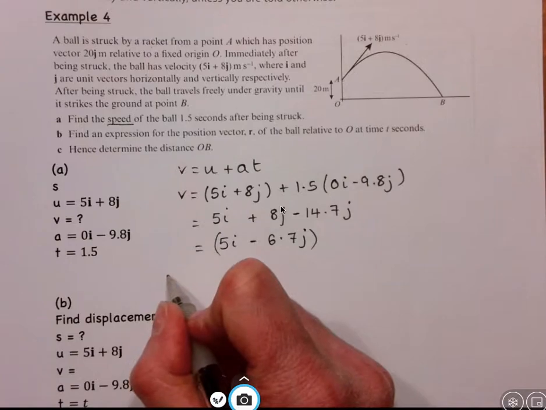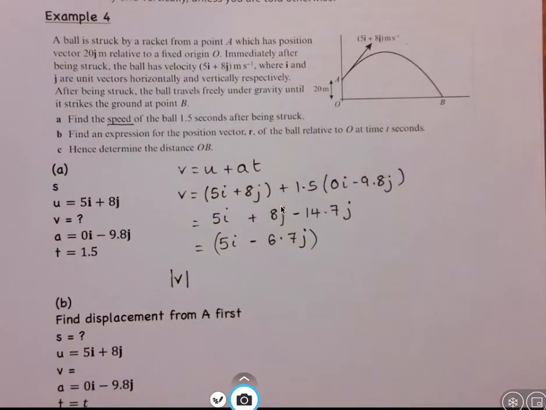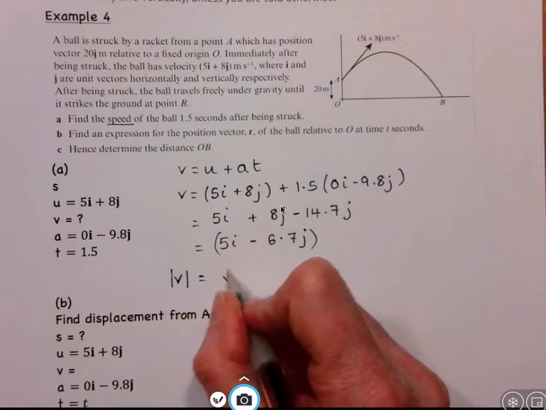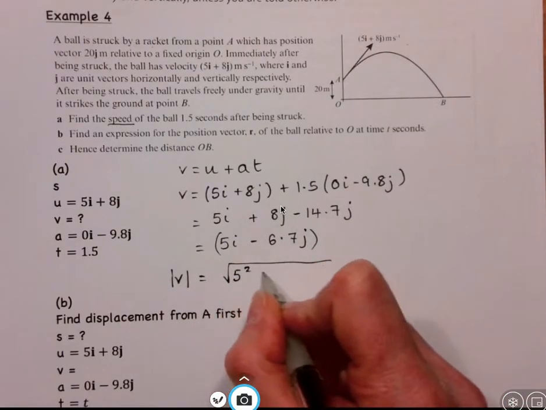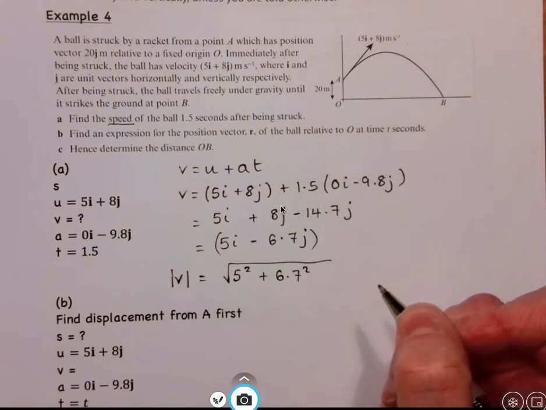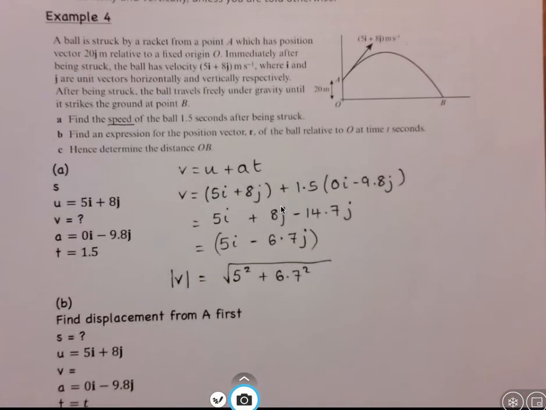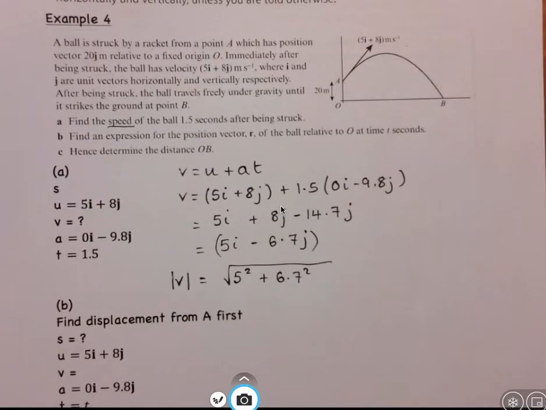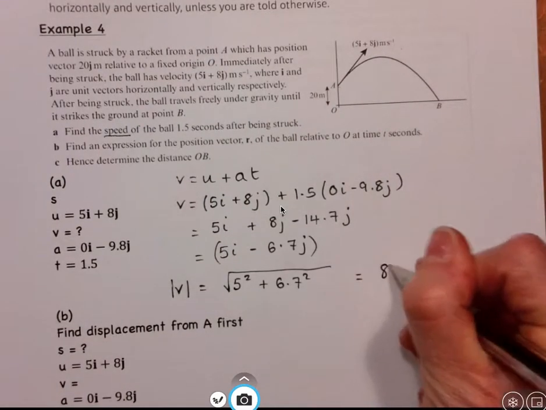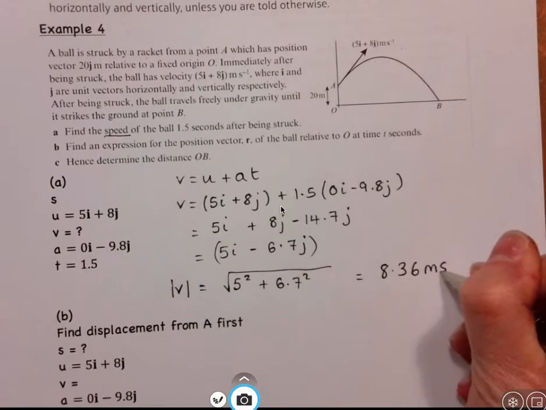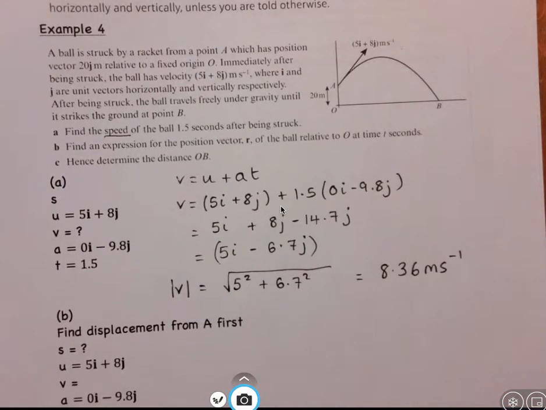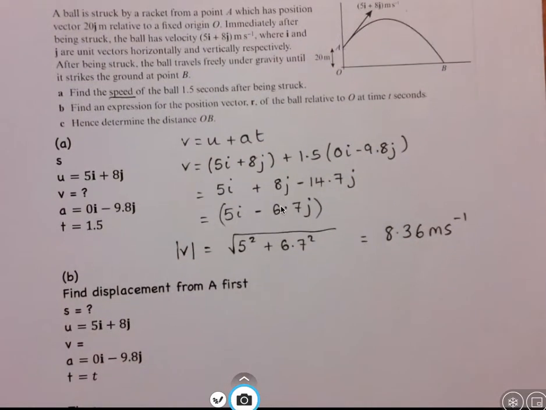So now if we want the speed, the speed is the magnitude of the velocity, so it's going to be the square root of 5 squared plus 6.7 squared. Just let me get you the answer. So we know where we're going. Okay, so it'll give us 8.36 metres per second. Right. Hopefully that makes sense.